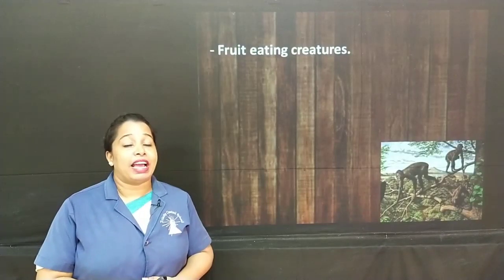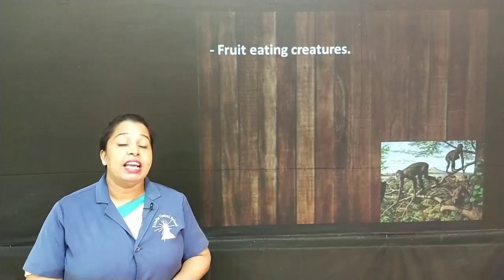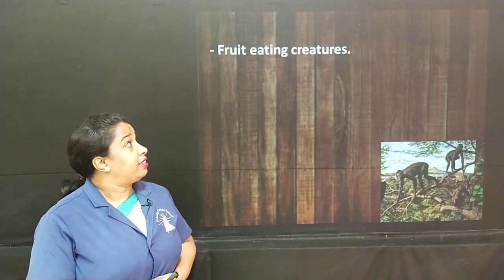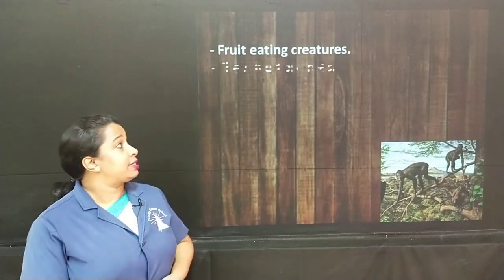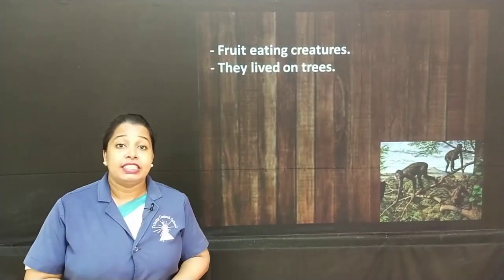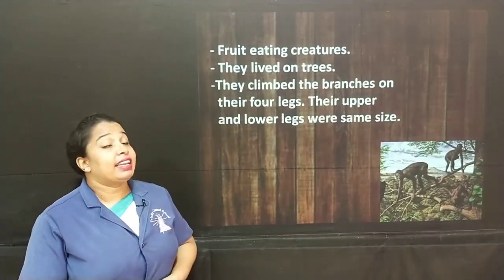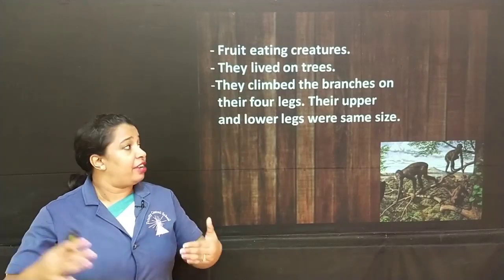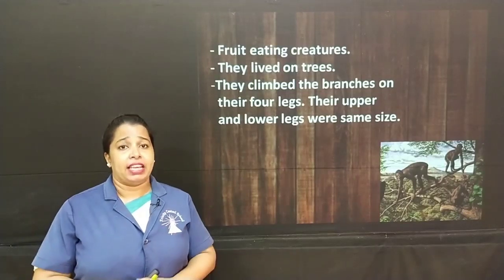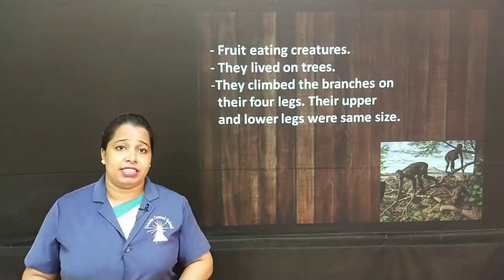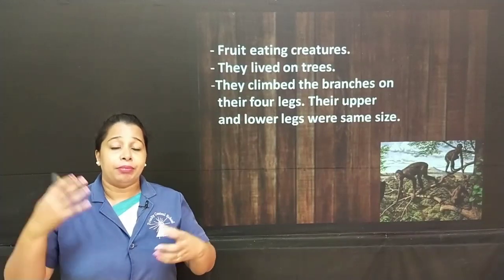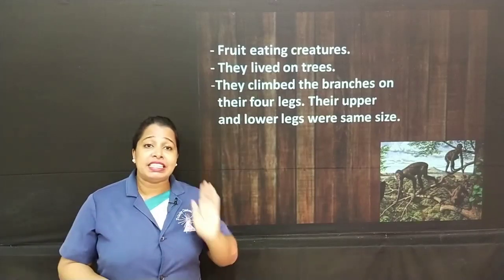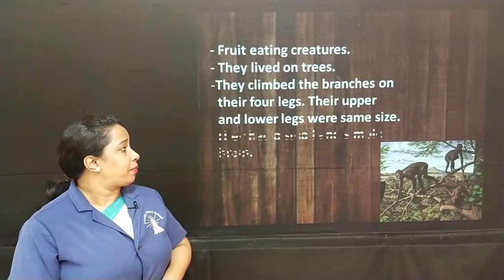The first human ancestor was found in South Africa millions and millions of years ago. They were fruit-eating creatures. They lived on trees. They climbed the branches on their forelegs, and their upper and lower legs were of the same size. It's something like how we have monkeys now. How are the monkeys? They climb from branch to branch. They live on trees. They eat fruits. So the first ancestor was like this.